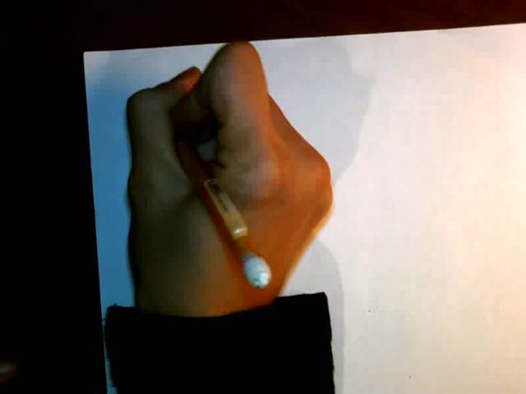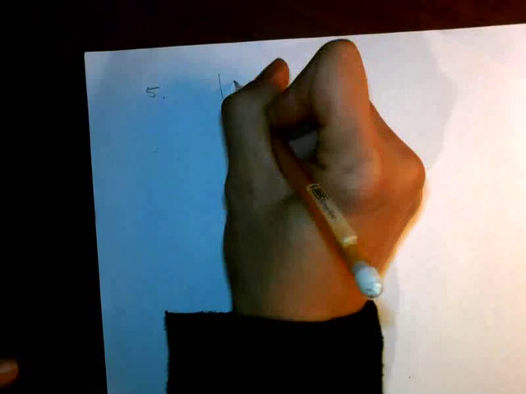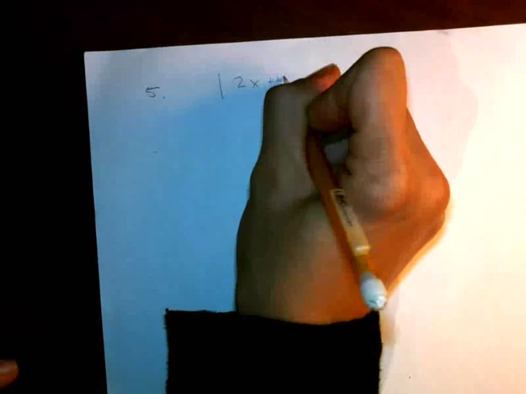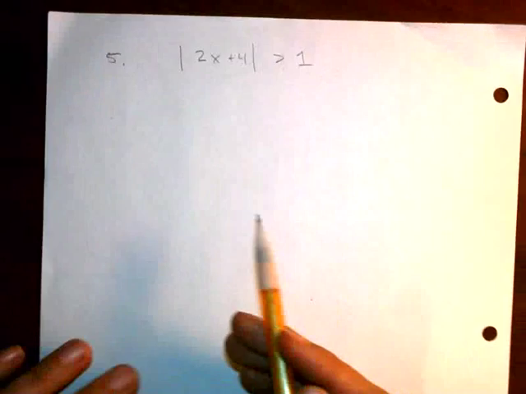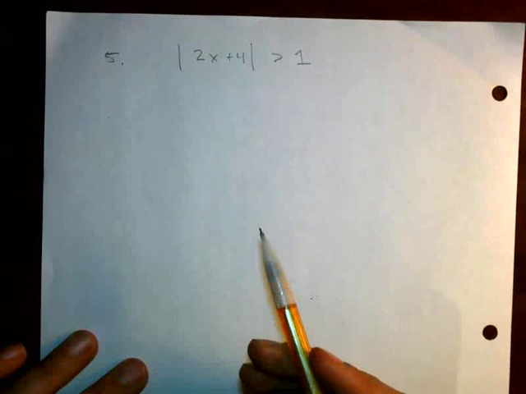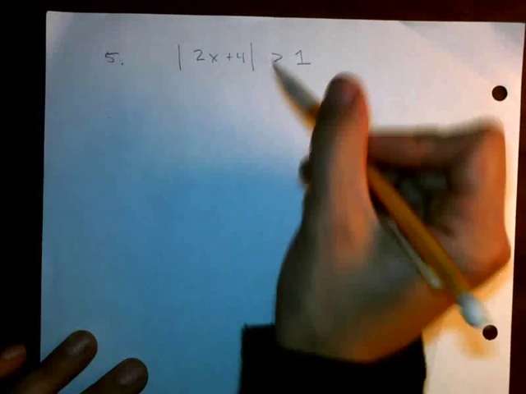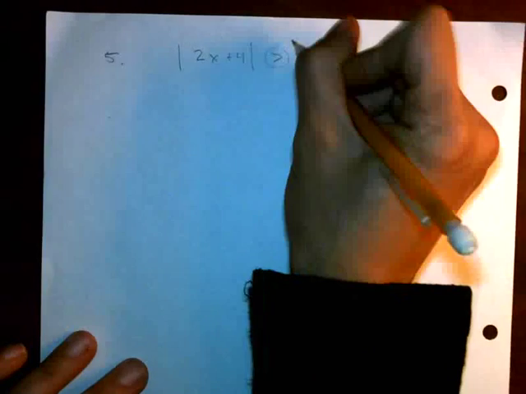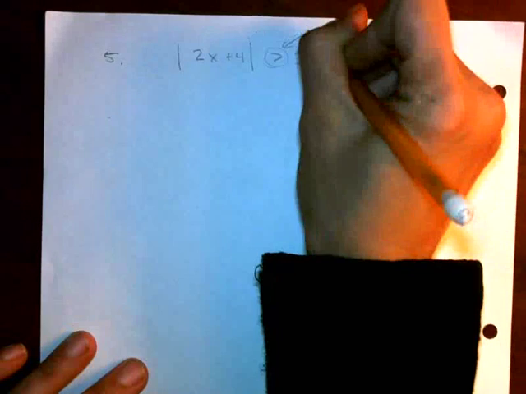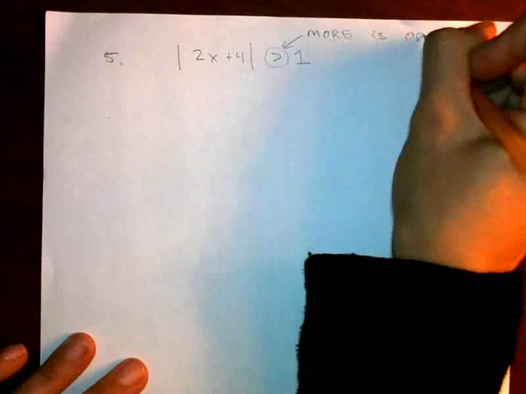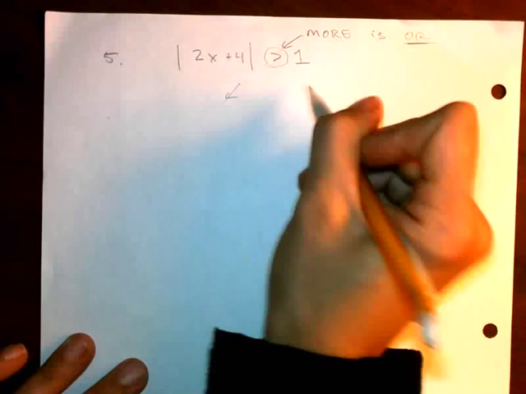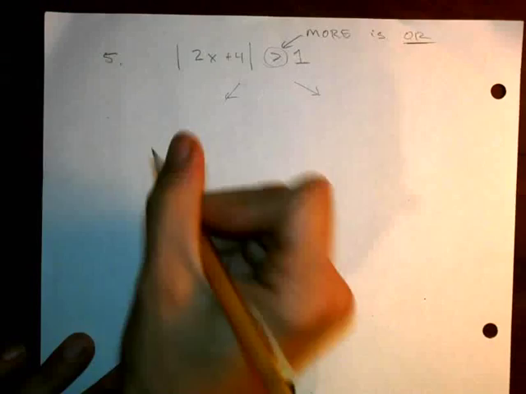So that's number 4. The last question was an absolute value inequality. So I had 5 was the absolute value of 2x plus 4 is greater than 1. This is where that less is and, more is or notation came from. So I have a greater than sign. So because it's a greater than sign, I'm going to say more is or.